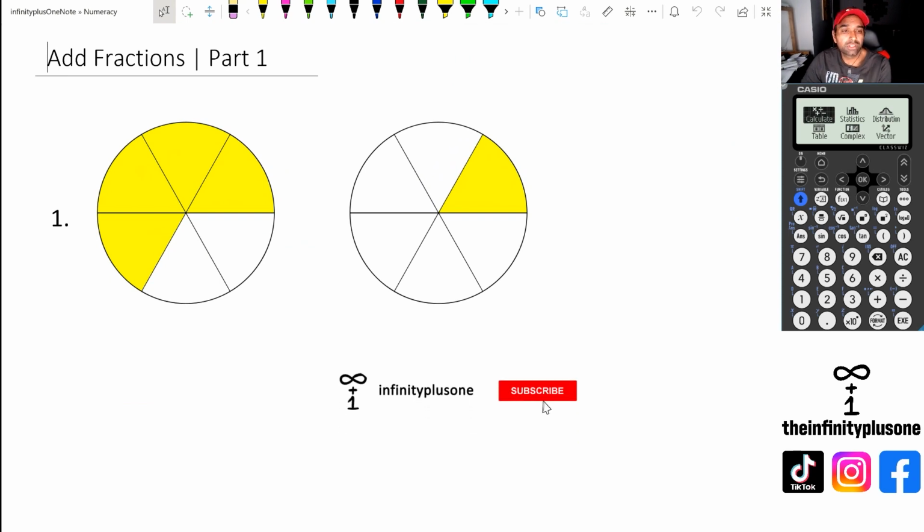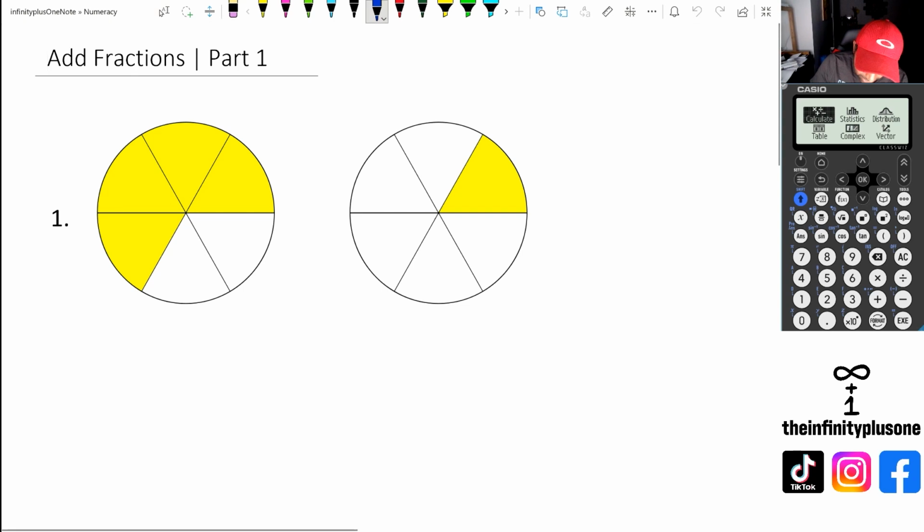Alright, so let's have a look at the first question here. The first part that we want to be doing in this question is to look at the actual shaded region. So we want to see what fraction of this particular shape is shaded with color yellow. On the left hand side, we've got 1, 2, 3, 4, 5, 6. So we've actually got 6 parts in total. And out of those 6 parts, we've got 4 parts that are shaded.